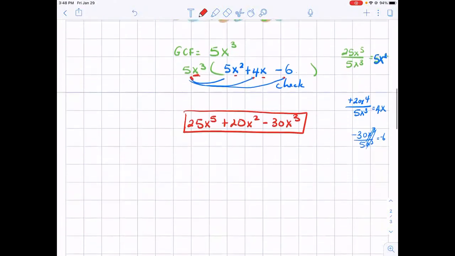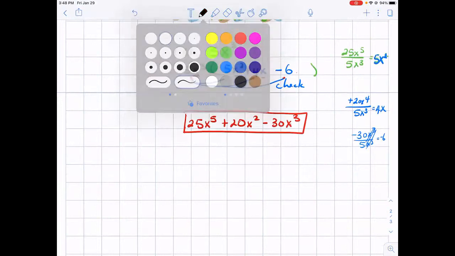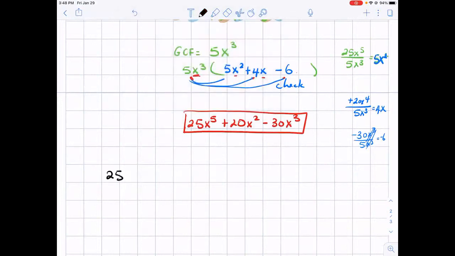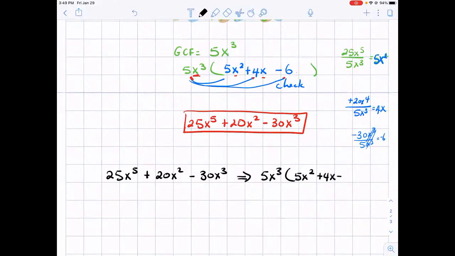So we can say that 25x to the fifth plus 20x to the fourth minus 30x cubed is the same as 5x cubed times (5x squared plus 4x minus 6). This here is called the factored form.